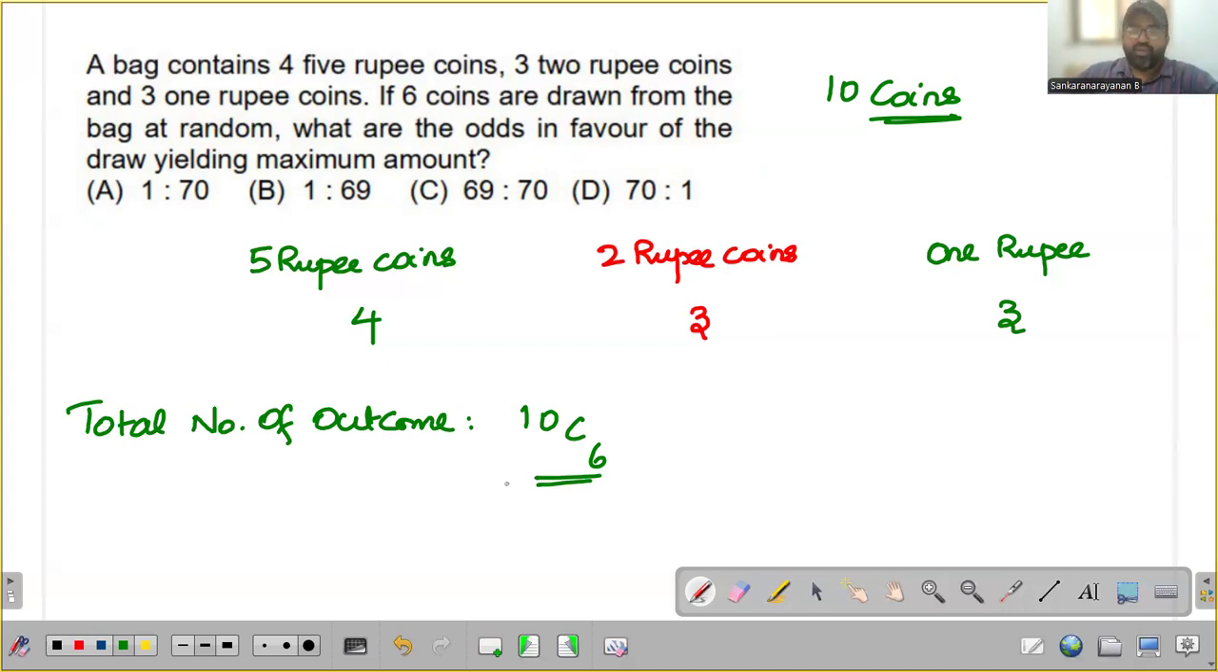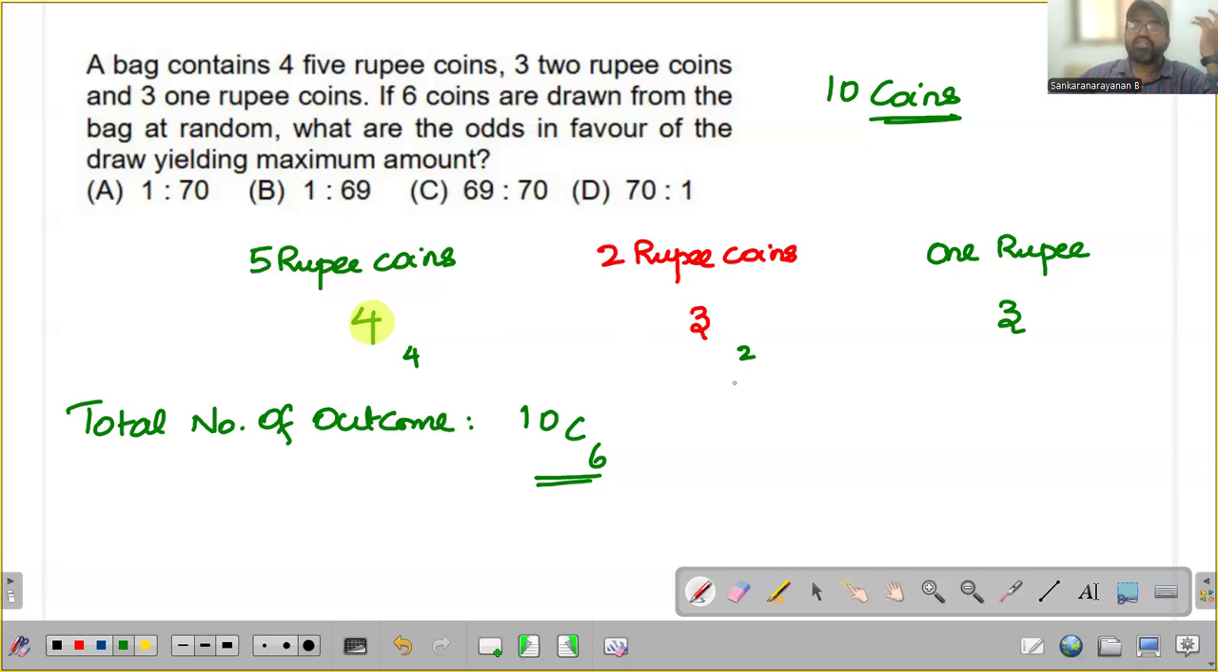Now, in this total number of outcomes, what is the chance that you are going to get the maximum amount? Maximum amount will happen when you end up selecting all 4 5 rupee coins and 2 2 rupee coins. Listen carefully, all 4 5 rupee coins, because you are picking up all the coins with maximum denomination. 5 rupee coins, there are 4 in number. So you're selecting all 4 of them, and then the remaining 2 rupee coins. So please note, you are selecting 4 out of 4 available, and 2 rupee coins out of 3 available. That is the instance where you are going to get the maximum yield.